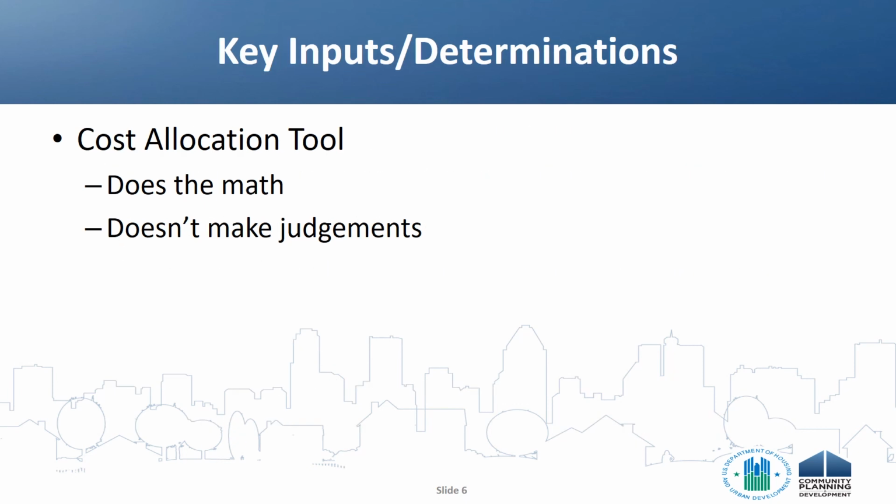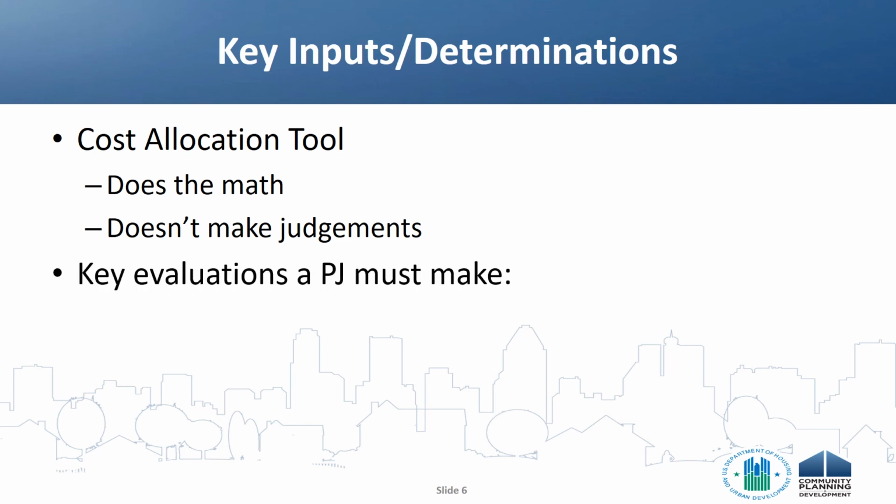As an electronic worksheet, the cost allocation tool does the math for us. That's what computers do, complete mathematical calculations more quickly and accurately than mere mortals can do by hand. But what the tool does not and cannot do is make judgment calls. In order to complete the cost allocation tool, there are two key human judgments that PJs and other users need to make off-sheet or prior to entering the numbers into the tool.